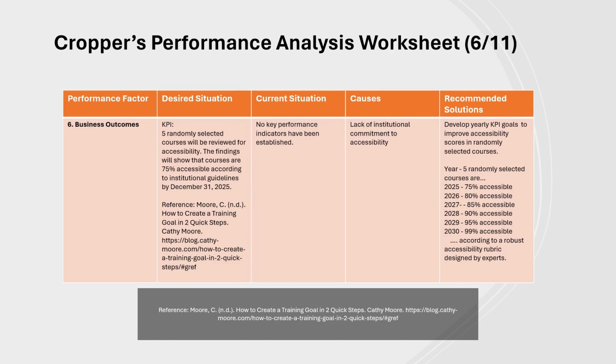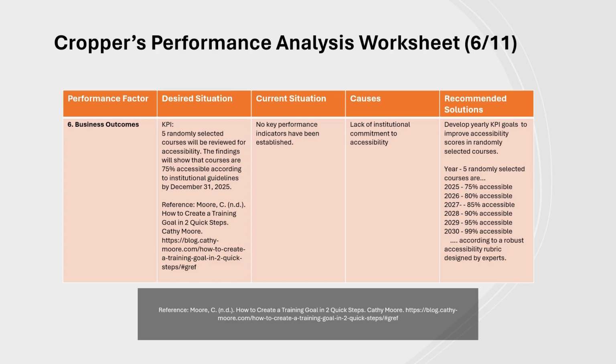What I did was, for the desired situation, I devised a KPI. So if I was working with a stakeholder with the institution, this might be something that we worked out together, but for now I just came up with one on my own. So the key performance indicator is that 5 randomly selected courses will be reviewed for accessibility, and the findings will show that courses are 75% accessible according to institutional guidelines by December 31st, 2025.